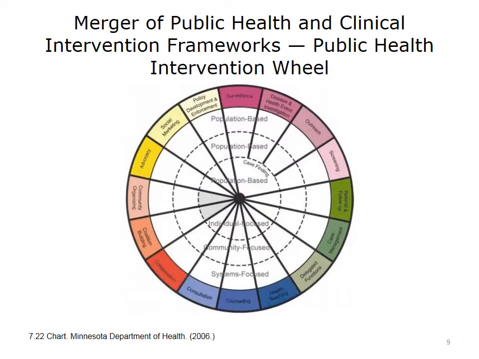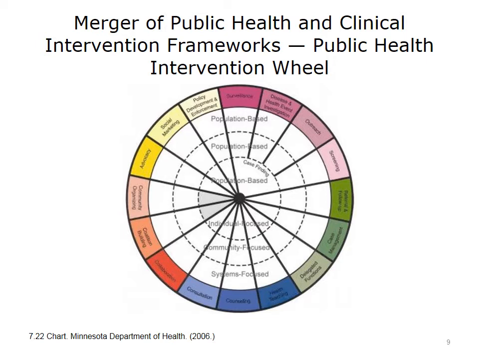This public health intervention wheel shows the merger of public health and clinical intervention frameworks to be applied to population health. The term population health management is really a merger of public health interventions and clinical intervention frameworks. The intervention wheel is a population-based practice model that encompasses 3 levels of practice: the community level, the health systems level, and the individual and family level.